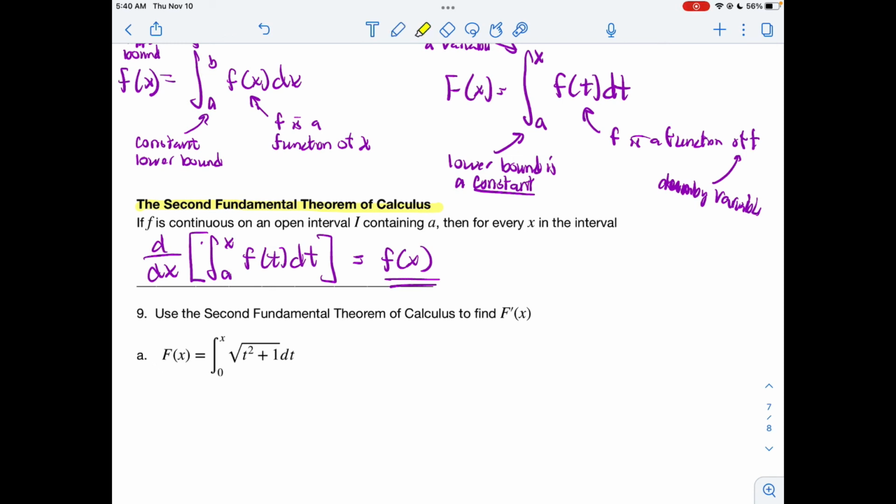So that's what example A is. And it's going to be the easiest one to do. But again, notice that the lower bound must be a constant, and the upper bound must be a singular variable, one variable by itself.